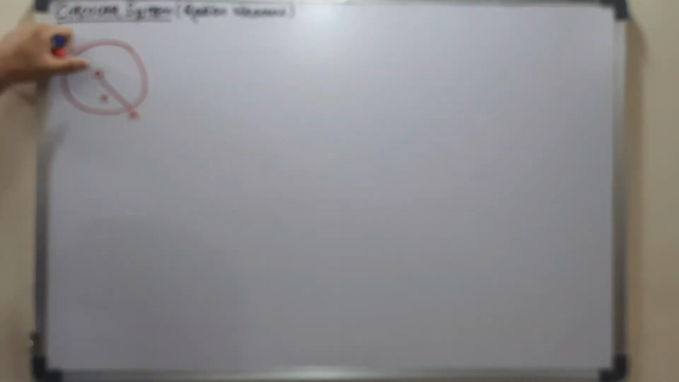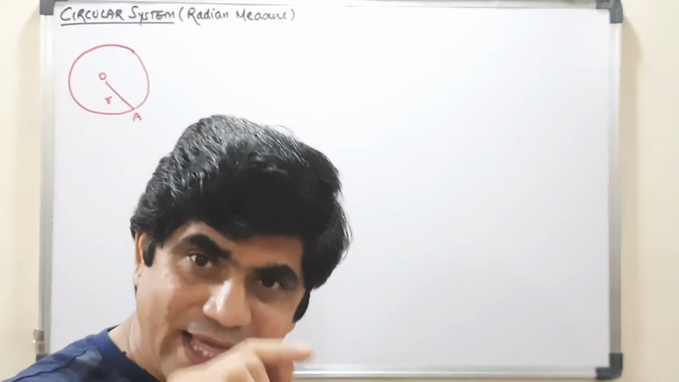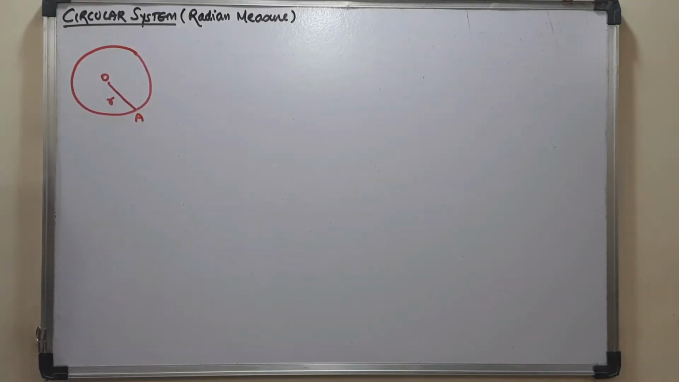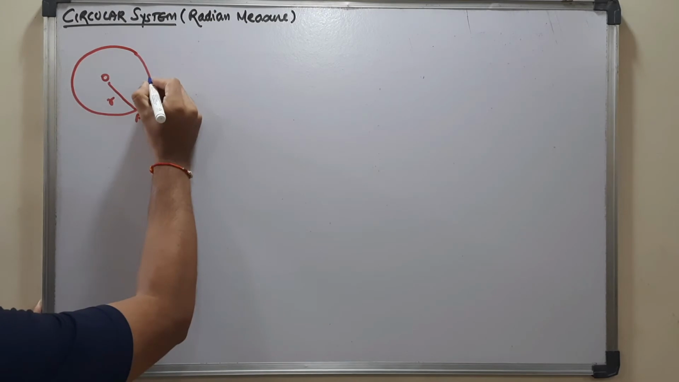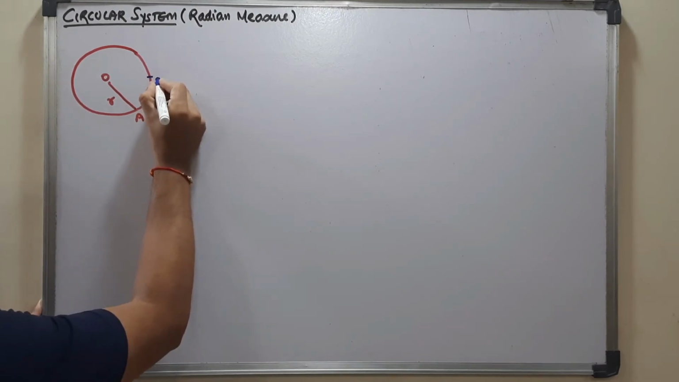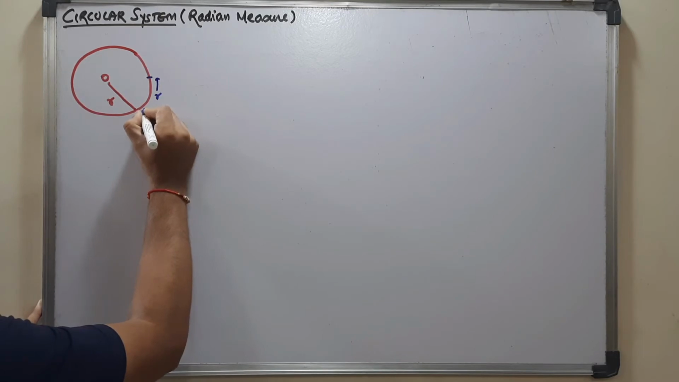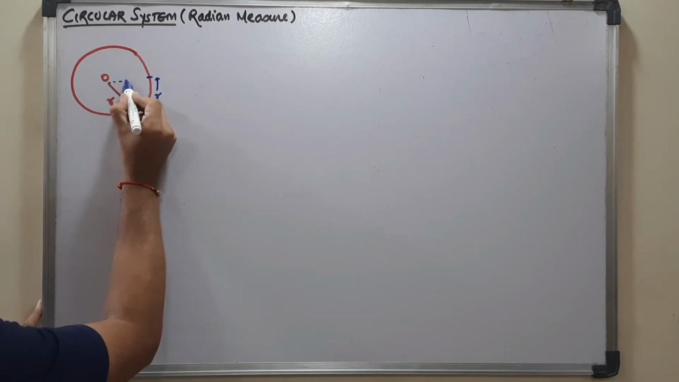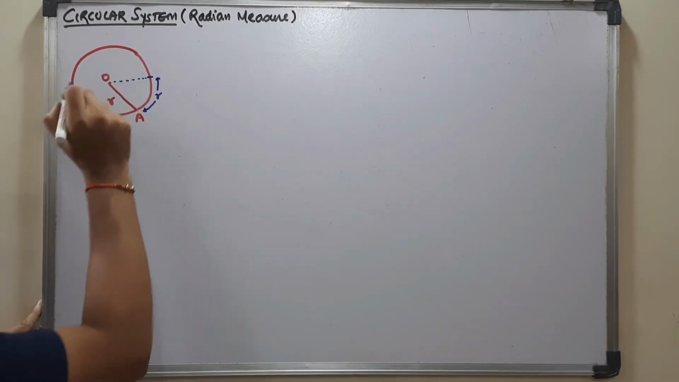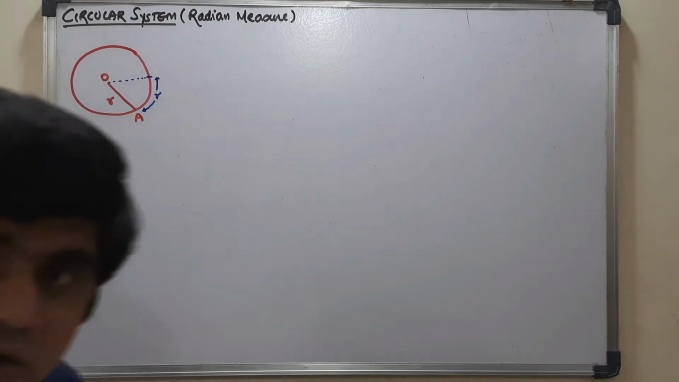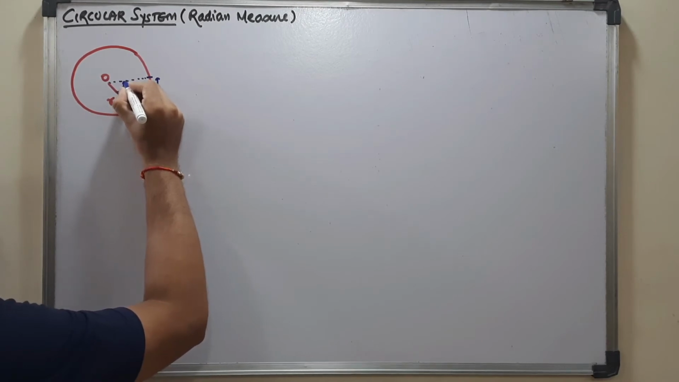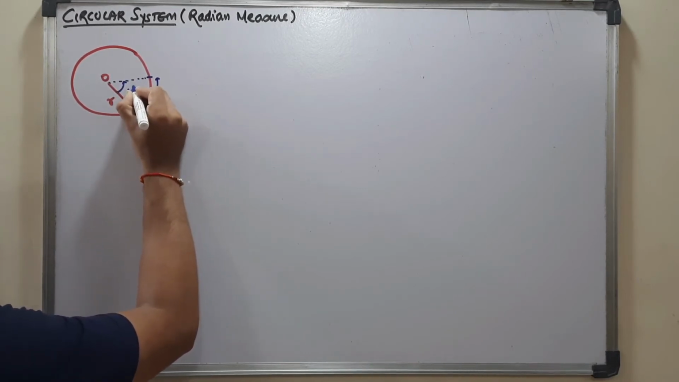I will move it along the circumference till I get the length equal to the radius of the circle. Over this length, which is equal to the radius of the circle, the angle traced by this rotation is called 1 radian.